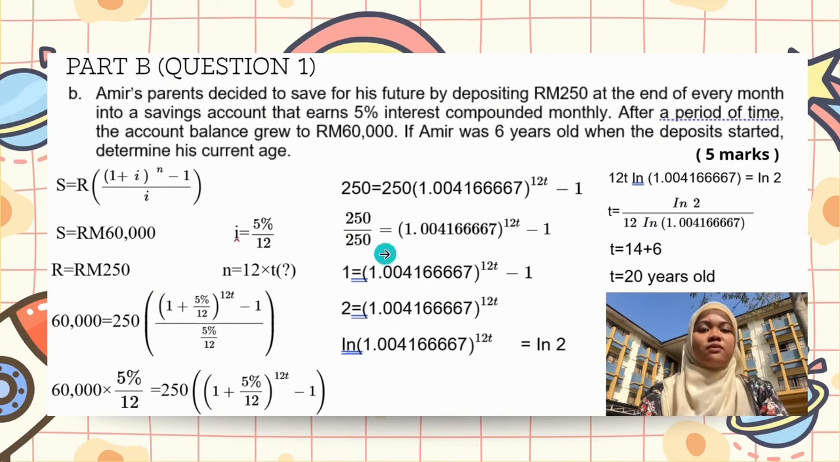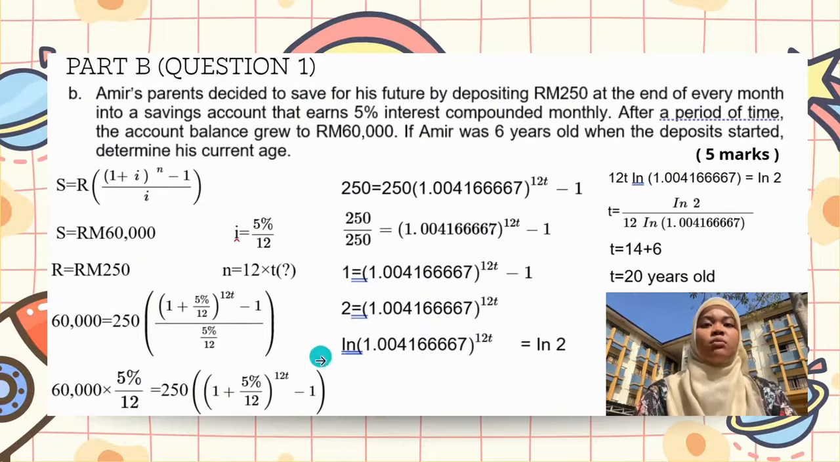250 divided by 250 equals bracket 1.004166667 bracket power of 12 times t minus 1. After that, you will get 1 equals bracket 1.004166667 bracket power of 12 times t minus 1. Then for the minus 1, you need to move it to the left side. Then it will be 2 equals bracket 1.004166667 bracket power of 12 times t.